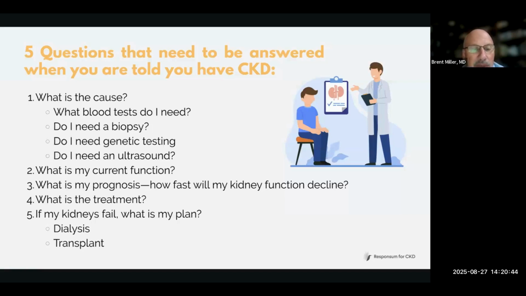And then lastly, once we go through all those 4, there should be a plan B. Plan B is if all that doesn't work, what is my plan for when my kidneys fail? And in general, in the United States, we have utterly failed at this. We have very, very, very few people where we are successfully communicating preemptive transplantation.